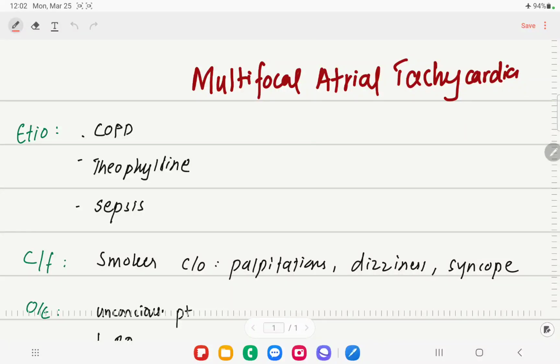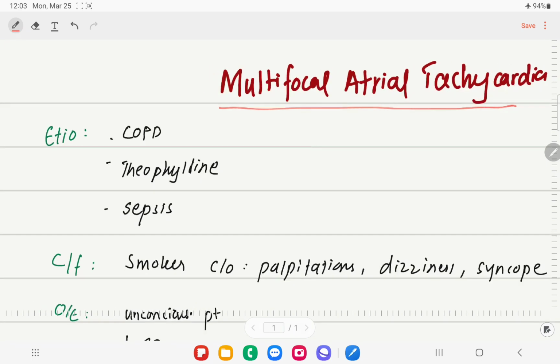Rahim. So let's move ahead and talk about multifocal atrial tachycardia. In multifocal atrial tachycardia, there are basically multiple foci in the atria, and because of those multiple foci, they will be firing at variable rates and causing tachycardia, just like that of atrial fibrillation. So we're going to find multiple foci in the left atria in atrial fibrillation, and they will be firing at different rates, and that's how they cause the tachycardia.